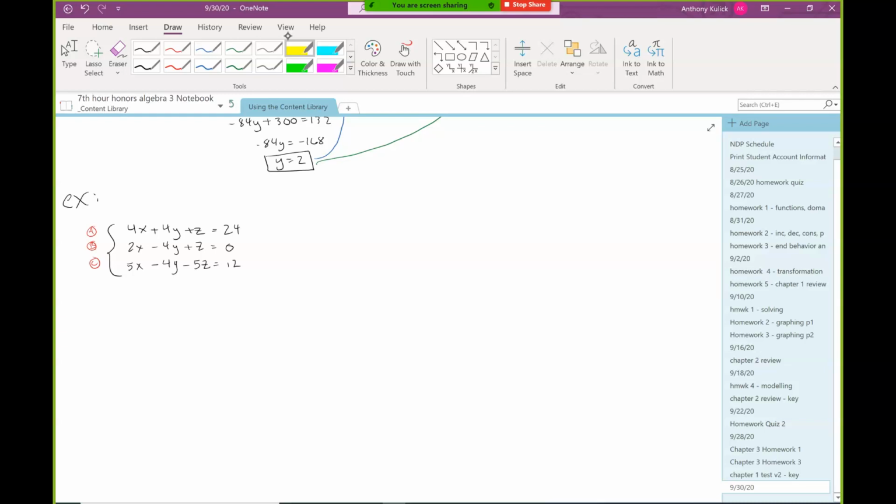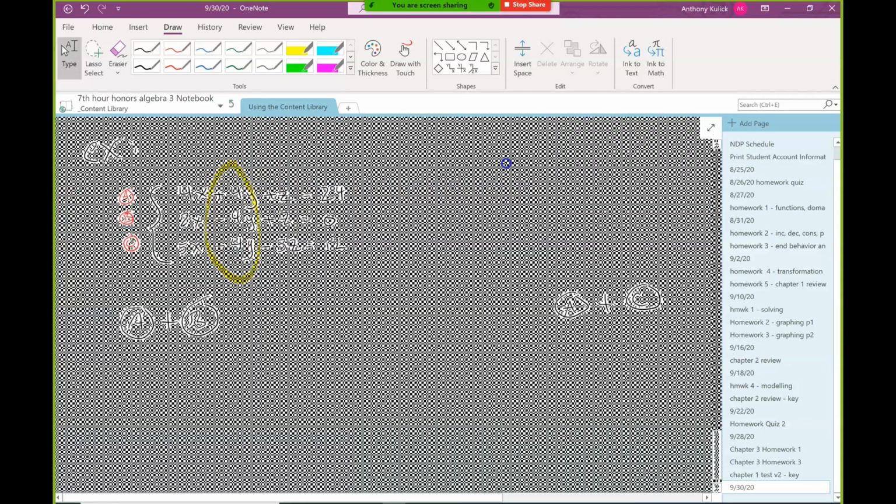The y's, right? I notice that I have positive 4y, negative 4y, and negative 4y. So for example, if I add a and b, that will eliminate the y's. And if I add equations a and c, that'll also eliminate the y's. Is everybody okay there? Yes. Sure. Yeah, no problem.